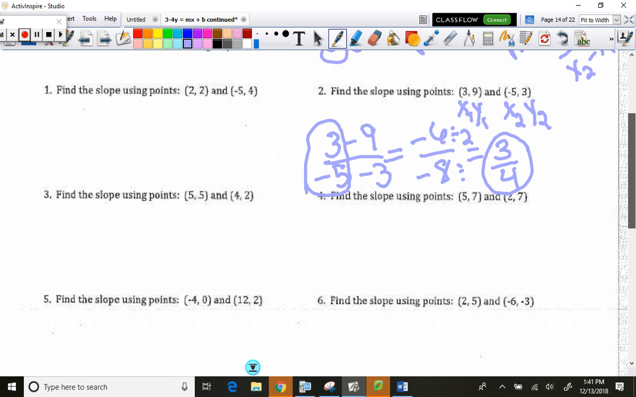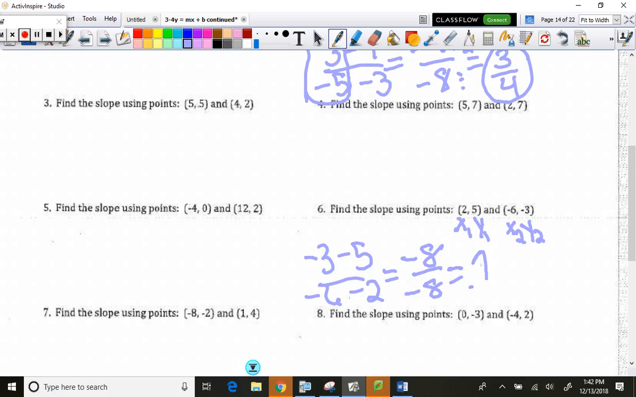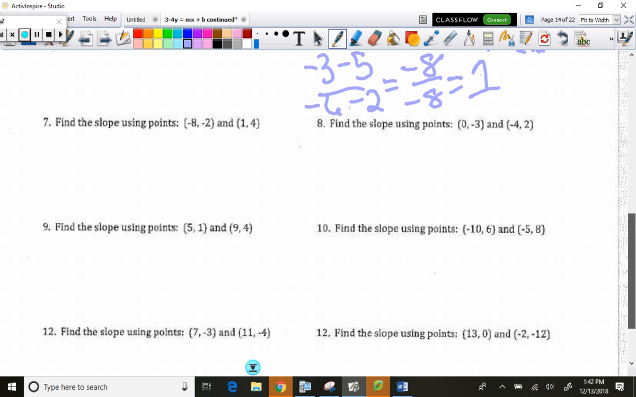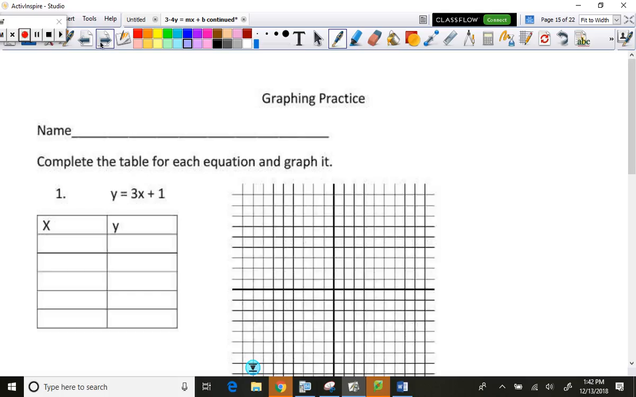So let's do that again on number 6. So again, I label them x1, y1, x2, y2. Negative 3 minus 5, over negative 6 minus 2. Negative 3 minus 5 is negative 8. Negative 6 minus 2 is negative 8. Negative 8 divided by negative 8 is just 1. So again, I want you to finish the evens on this side as well as the evens on the back.